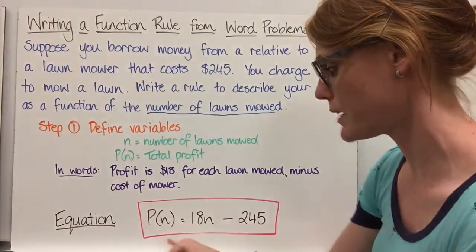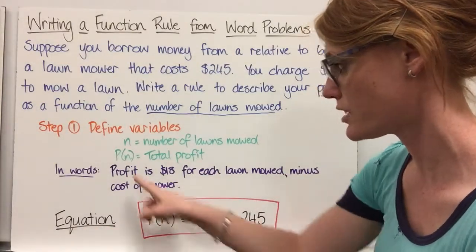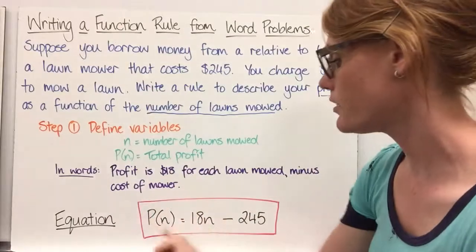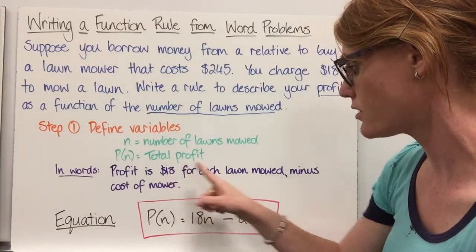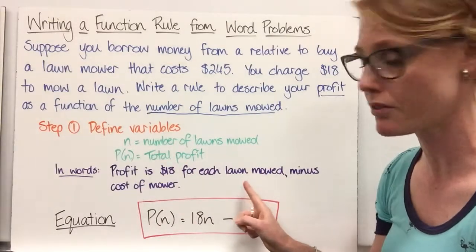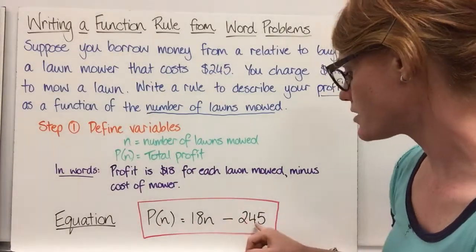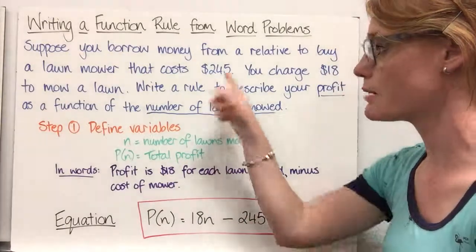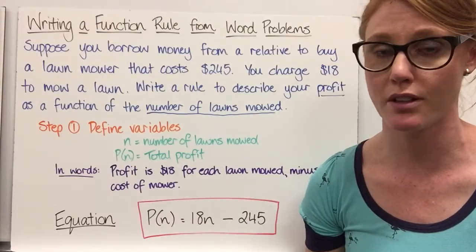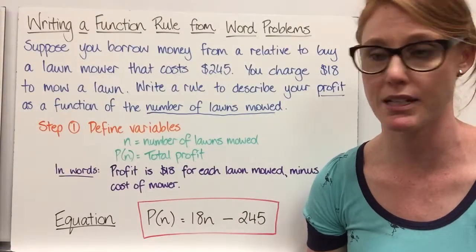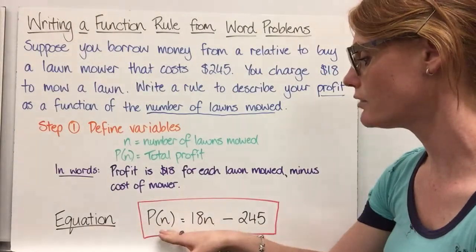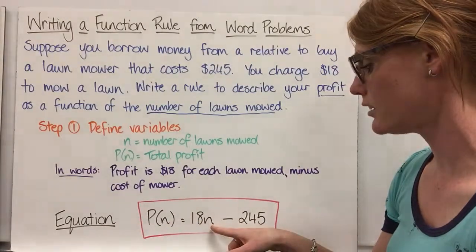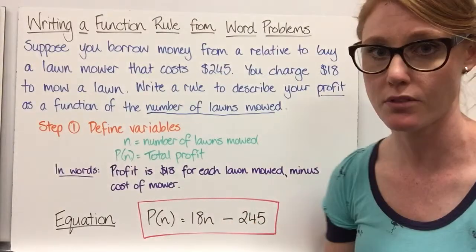So my equation becomes P of n, which stands for total profit. P of n equals 18 times n, $18 for each lawn mowed, the number of lawns mowed, minus 245 because I borrowed $245. So I need to subtract that from any money that I make because I need to pay it back. So my equation is P of n equals 18n minus 245.